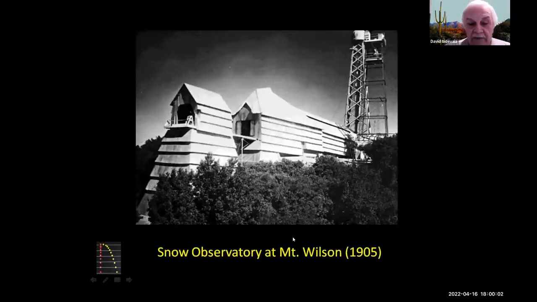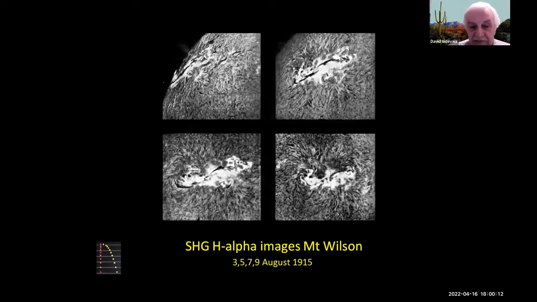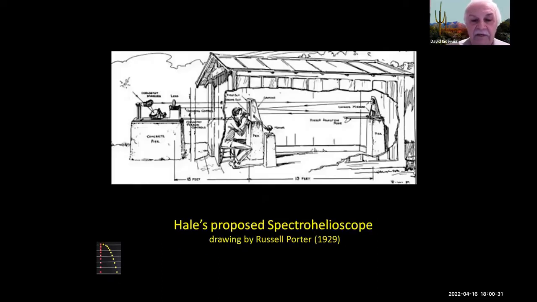Ultimately, he ended up on Mount Wilson and built the Solar Observatory, which was used to do this work. And these are typical images that were captured in 1915 of an active region on the sun in hydrogen alpha light. Again, looking at the emission off of the sun at a very narrow frequency or wavelength or bandwidth, however you wish to deal with that.